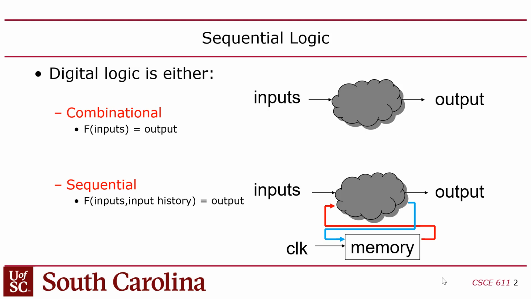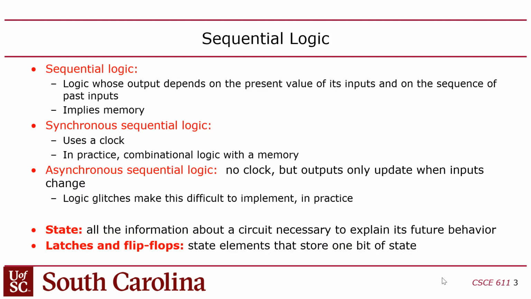Sequential logic is digital logic that has memory in it. So you've got combinational logic, where the outputs are a function of only the inputs, and sequential logic, where the outputs are a function of both the inputs and the input history. So in sequential logic, you have some kind of memory in the circuit. Now there's a couple of weird terms that can be confusing.